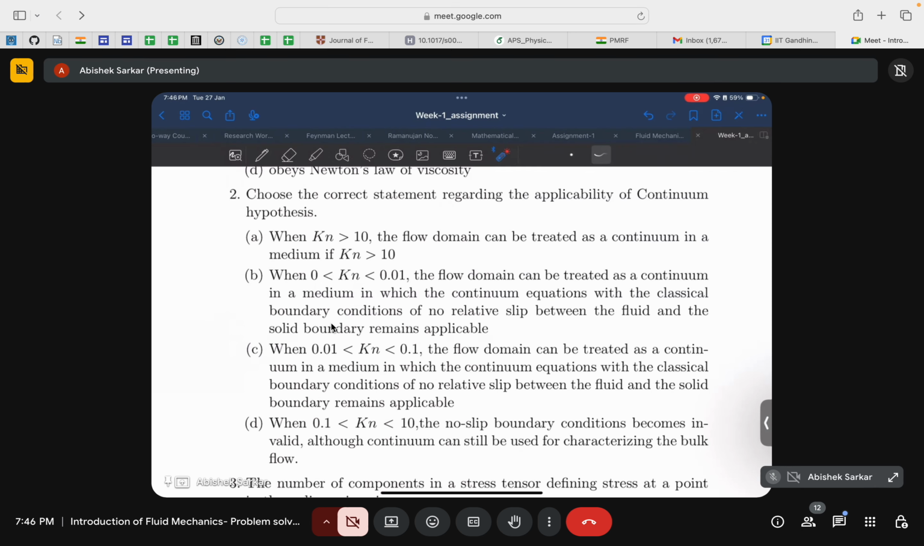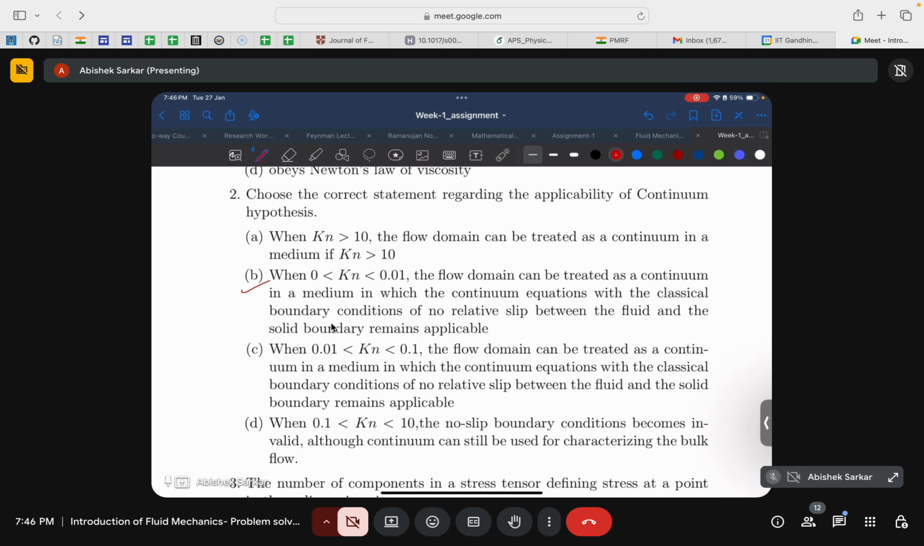So the best scenario would be to choose the value of Knudsen number that is at the smallest value. Option B gives us the smallest range of Knudsen number, varying from 0 to 0.01, which basically tells us that there is almost no space between the fluid molecules. So in this case, the continuum hypothesis will be very much valid. That's why option B is the most suitable one.